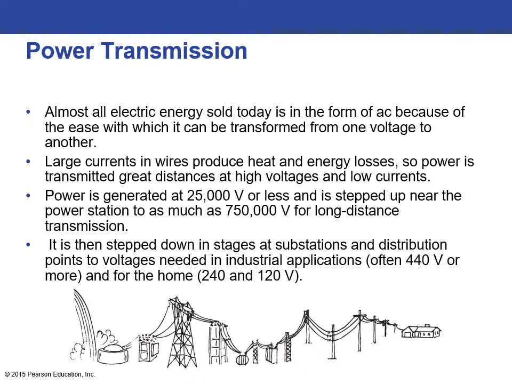Almost all electrical energy sold in the world today is in the form of AC because of the ease at which it can be transferred from one voltage to another. Large currents in wires produce heat and energy losses, so power is transmitted great distances at high voltages and low currents. Power is generated at 25,000 volts or less and is stepped up near the power station to as much as 750,000 volts for long-distance transmission. It is then stepped down in stages at substations and distribution points to voltages needed in industrial applications, so often 440 volts or more, and for the home, 240 and 120 volts.